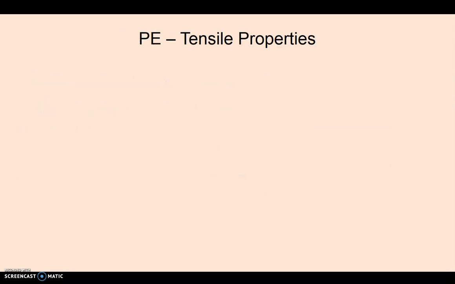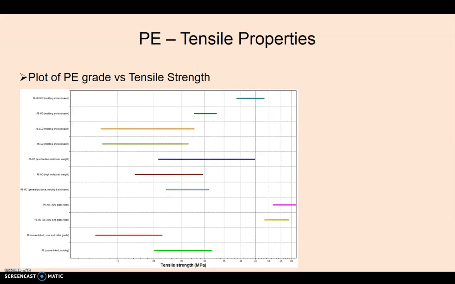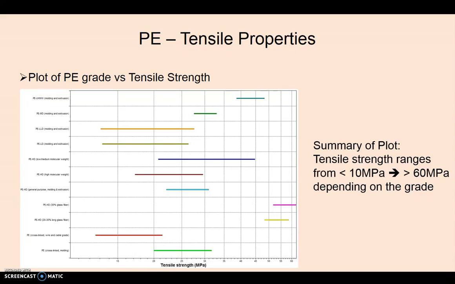If we look at the different polyethylenes in terms of tensile properties, with a quick plot using the CES EduPack level 3, we can plot polyethylene grade versus tensile strength and also color code. What we can see is that there's a range of tensile strength properties depending on the grade of polyethylene you use. I've summarized the tensile strength values, and they range from less than 10 megapascals up to greater than 60 megapascals, depending on the grade.